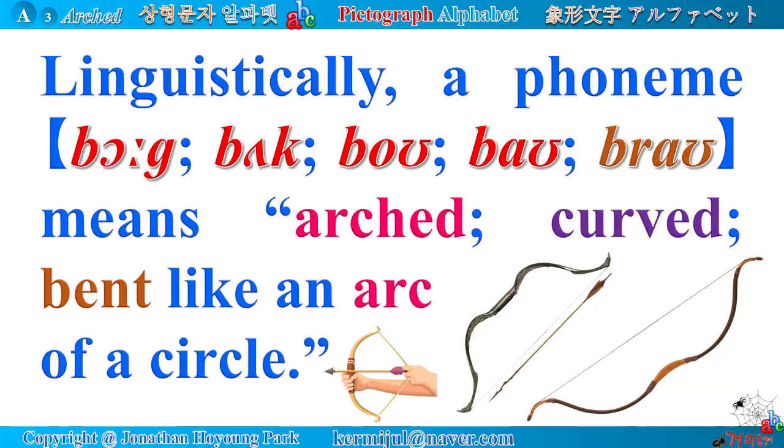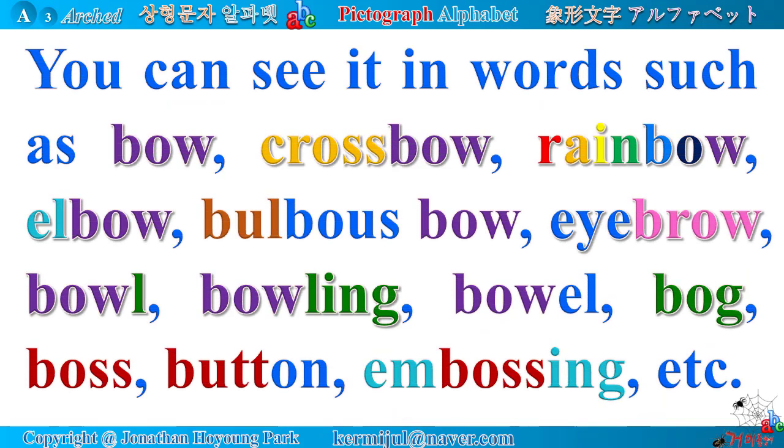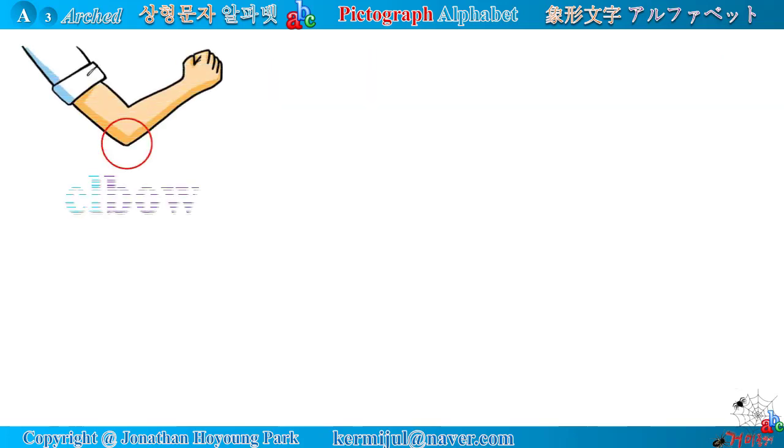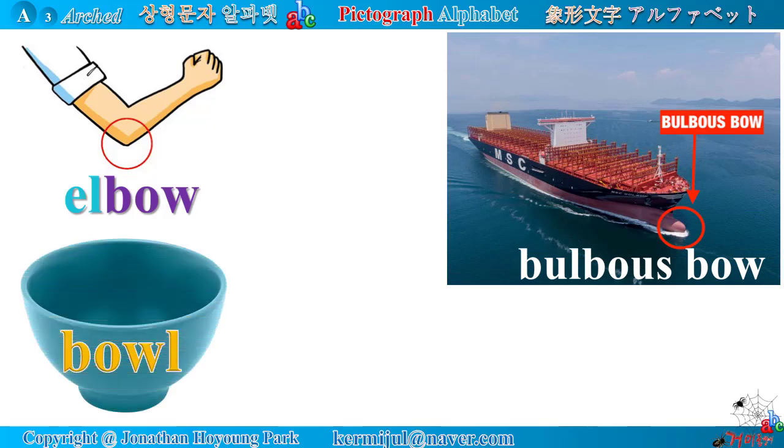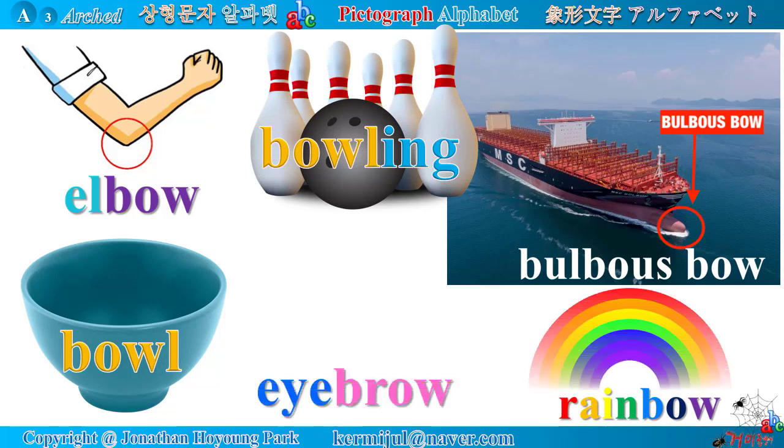Linguistically, a phoneme bɔː, buck, bow, brow means arched, curved, or bent like an arc of a circle. You can see it in words such as bow, crossbow, rainbow, elbow, bulbous bow, eyebrow, bowl, bowling, bowel, boss, button, embossing, etc. Elbow. Bulbous bow. Bowl. Bowl is correlated with bow in Korean words such as shabal, jubal, barite, etc. Bowling. Rainbow. Eyebrow.